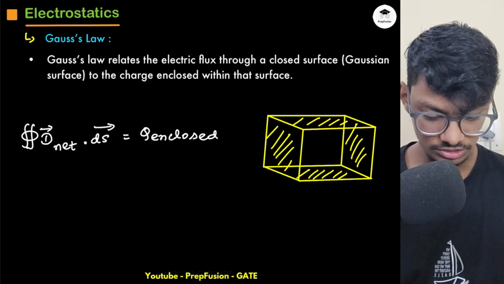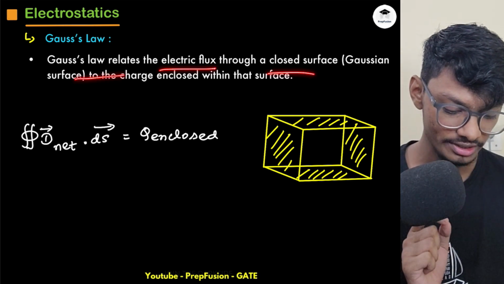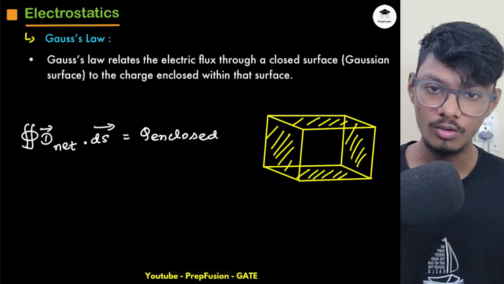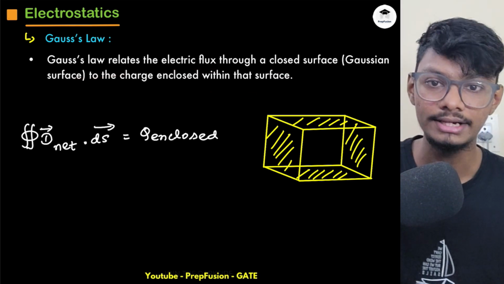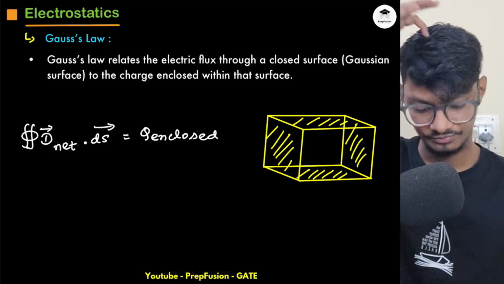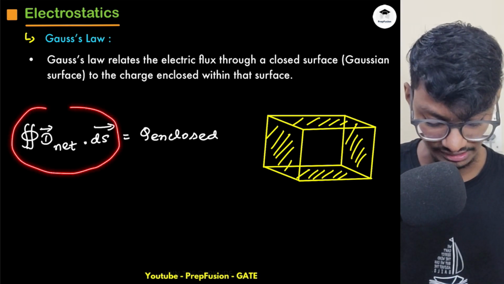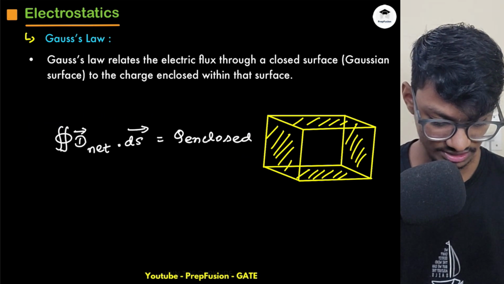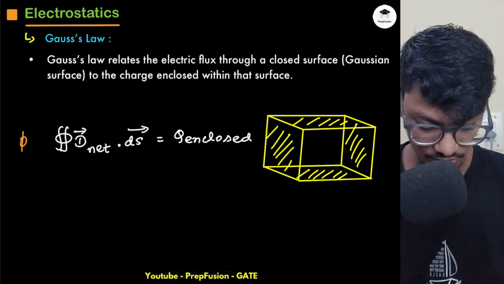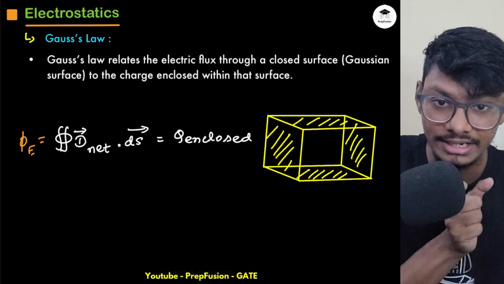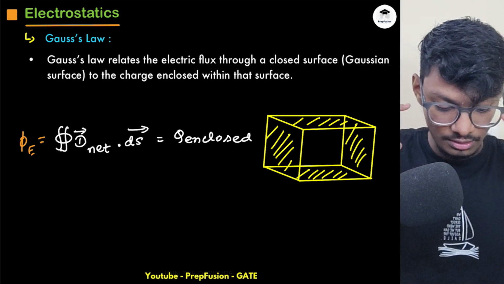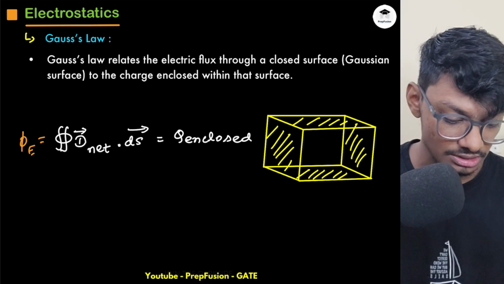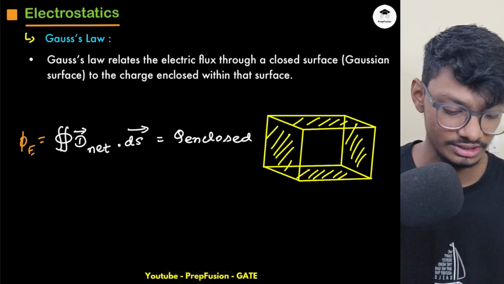What is Gauss's law? Gauss's law relates the electric flux through a closed surface, a Gaussian surface, to the charge enclosed within that surface. So it is a law. Gauss has defined a law that this surface integral, the closed integral of E dot dS, which is the flux through a closed surface, will always be equal to q enclosed. Enclosed means the charge that is enclosed within the surface.